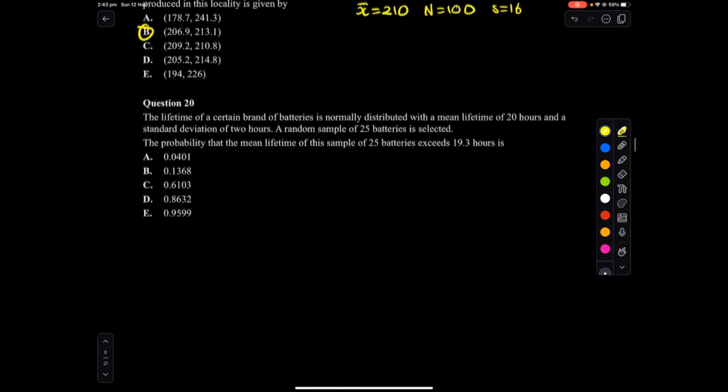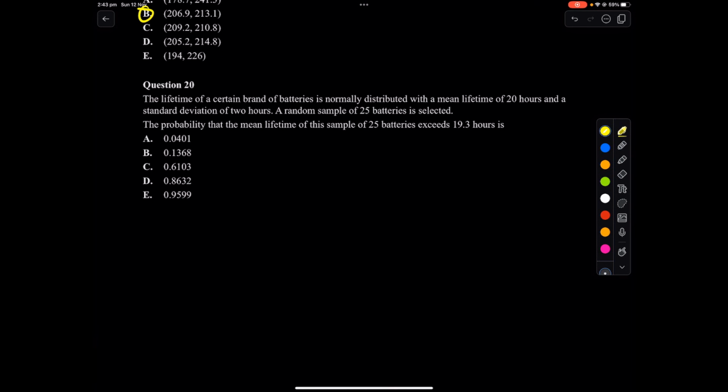Done. Question 20. The lifetime of a certain brand of batteries is normally distributed with a mean lifetime of 20 and a standard deviation of 2 hours. A random sample of 25 batteries is selected. We want the probability that the mean lifetime of this sample of 25 batteries, so let's call it X sample, exceeds 19.3.